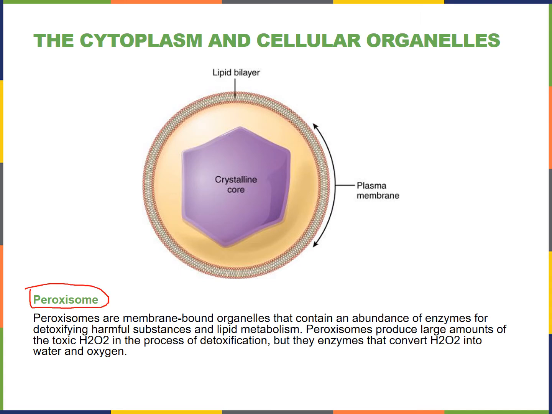Peroxisome, as you can see, a lipid bilayer membrane-bound organelle that contains an abundance of enzymes for detoxifying harmful substances and lipid metabolism. Peroxisomes produce a large amount of toxic H2O2, hydrogen peroxide, in the process of detoxification, but they have enzymes that convert the hydrogen peroxide into water and oxygen.